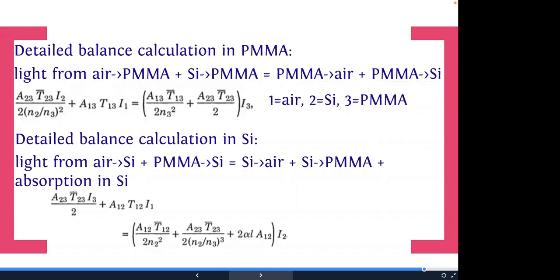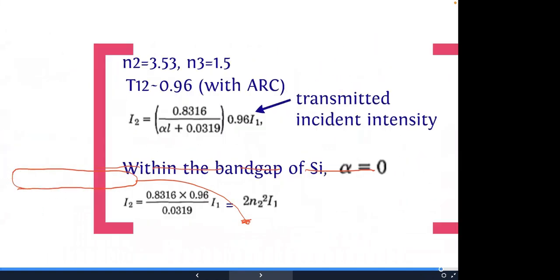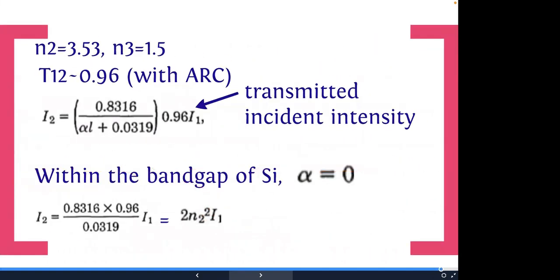Okay, you can do the detailed balance calculation in silicon, where you have light going from air to silicon, PMMA to silicon, equal to silicon to air, silicon to PMMA, but there is also absorption in silicon, an extra term here. And that is this term here. You get the expression as before. You have two equations, you can solve them. And what are we trying to do? We're trying to find the absorption in the silicon. And that's just simple algebra.